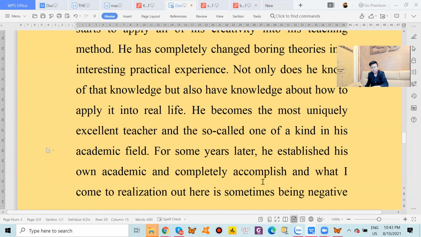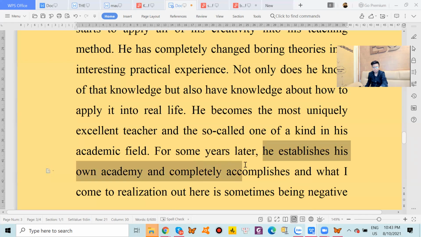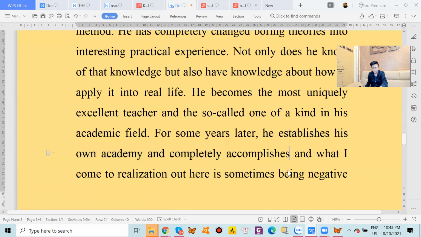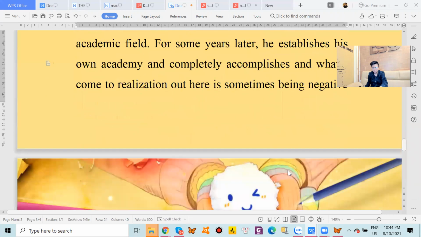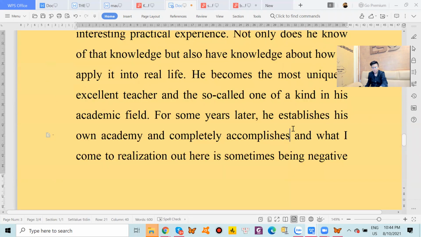For some years later, he establishes his own academy. Academy is a very big school. Yeah, okay, he established his own academy and completely accomplishes. And what I come to realization out here is sometimes being negative. Yes, okay. Right here, for some years later, he establishes his own academy and completely accomplishes.